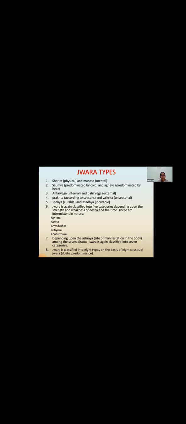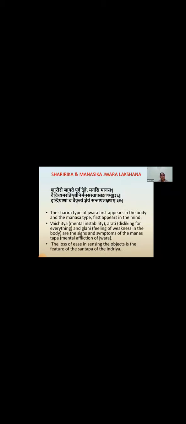Okay, so next is the Karana Bheda. So in Karana Bheda, we know there are Vata, Pitta, Kapha, Vata-Pittabhyam, Vata-Kaphabhyam, Pitta-Kaphabhyam, and also Sannipataja. So these are the 8 types. And coming to the Sharirika and Manasika Lakshanas of Jwara. Shariro Jayate Purvam Dehe Manasi Manasaha.